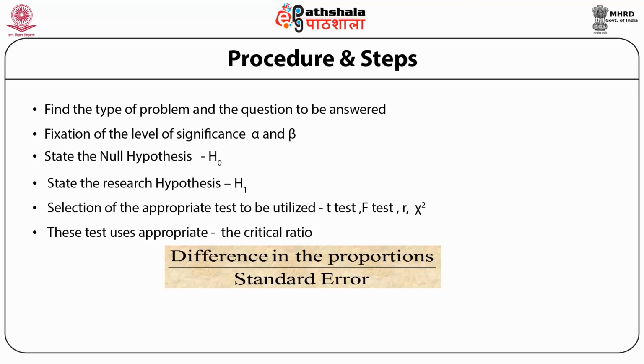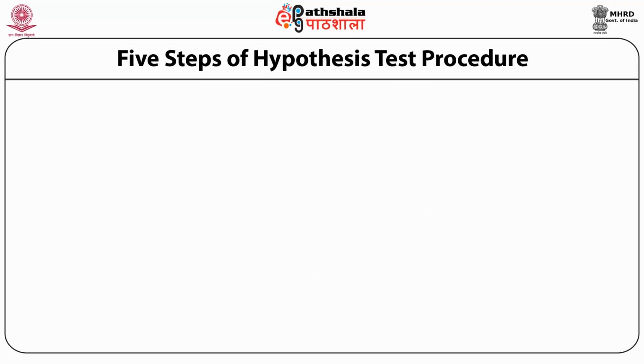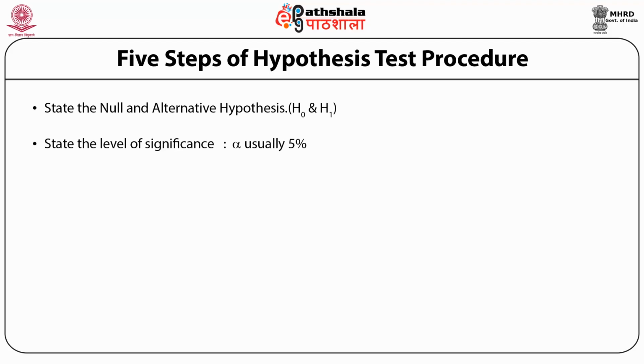Then select an appropriate test, either a t-test, F-test, chi-square, correlation, regression, and the like. Then take a decision whether it is significant or not. It depends upon the calculated value. If the calculated value is more than the tabulated value, then we say P is less than 0.05, and it is considered as significant. Make the inference accordingly by rejecting the null hypothesis. There are 5 such steps. First of all, state the null hypothesis, H0 and H1. Then state the level of significance, generally taken as 5%. Alpha and power, as already explained.